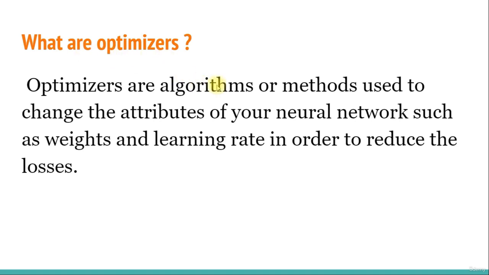What are optimizers? Optimizers are algorithms or methods that we use to change the attributes of our neural network, such as weights and learning rate, in order to reduce the losses. Usually, while training your neural networks, you first mention the number of layers that you want to design in your network, and then finally, while training and compiling the model, you have to mention the optimizer.